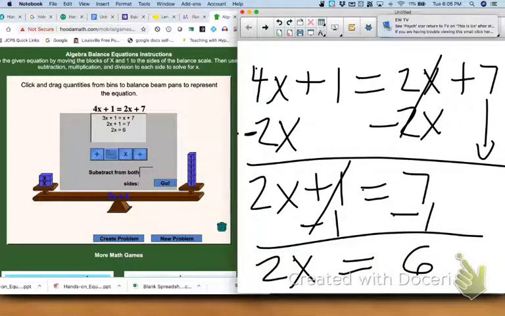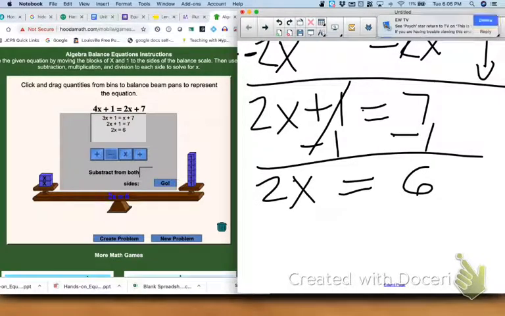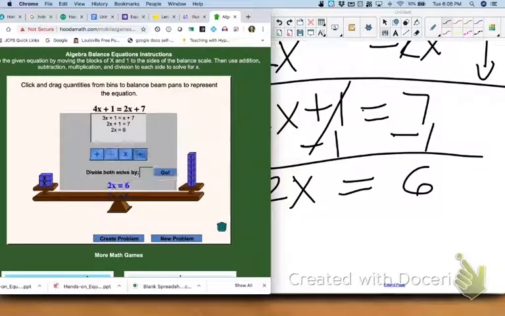And of course, we know that we still need to isolate the x. It's not isolated all the way. The equation has a 2 sitting next to the x, which of course means multiplication. How are we going to cancel out that multiplication? We're going to do that by dividing. So I'm going to click the division button on the app. It says divide both sides by 2. I'm going to click go.